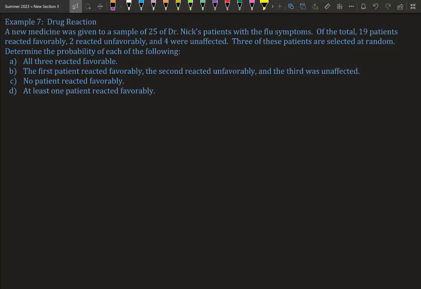So, a new medicine was given to a sample of 25 of Dr. Nick's patients with the flu symptoms. Of the total, 19 patients reacted favorably, 2 reacted unfavorably, and 4 were unaffected. 3 of these patients are selected at random. Determine the probability of each of the following. So we're picking 3 people. Let's determine all 3 reacted favorably.